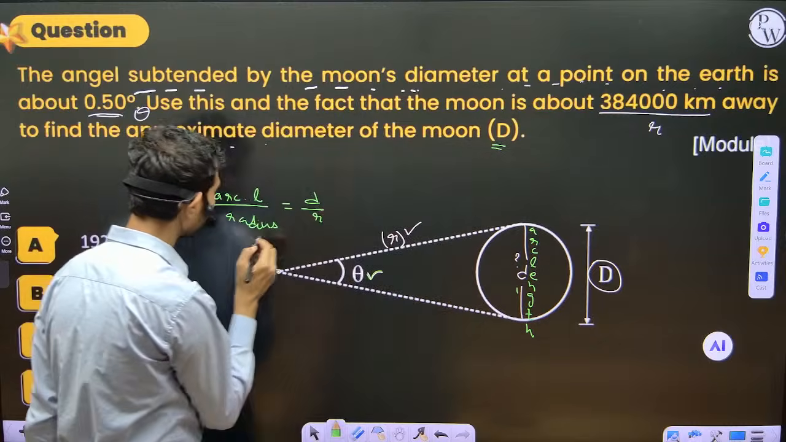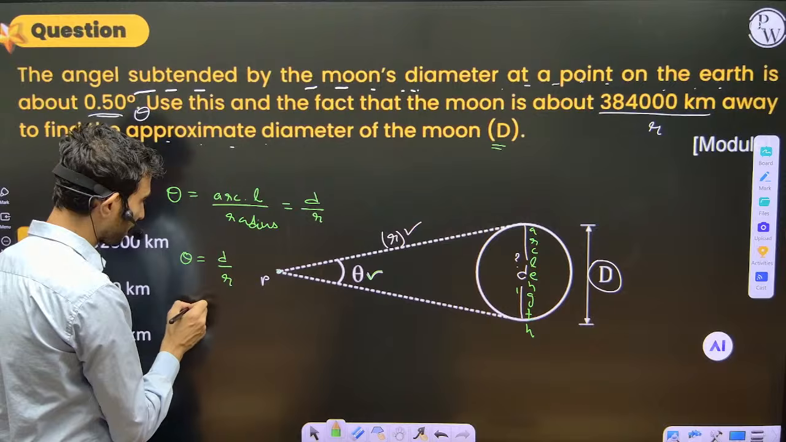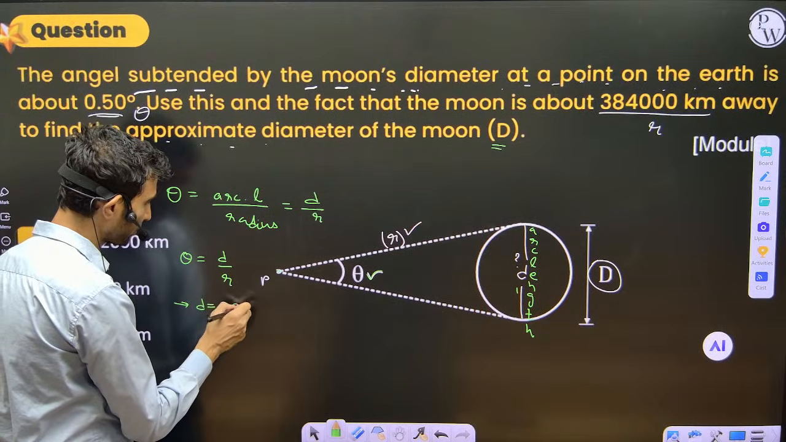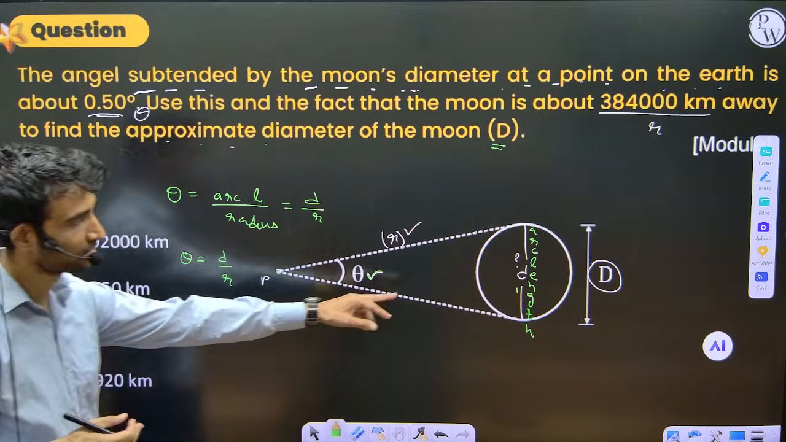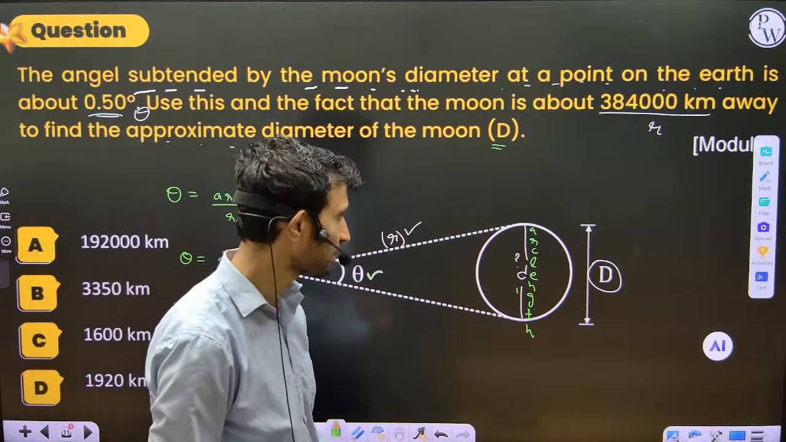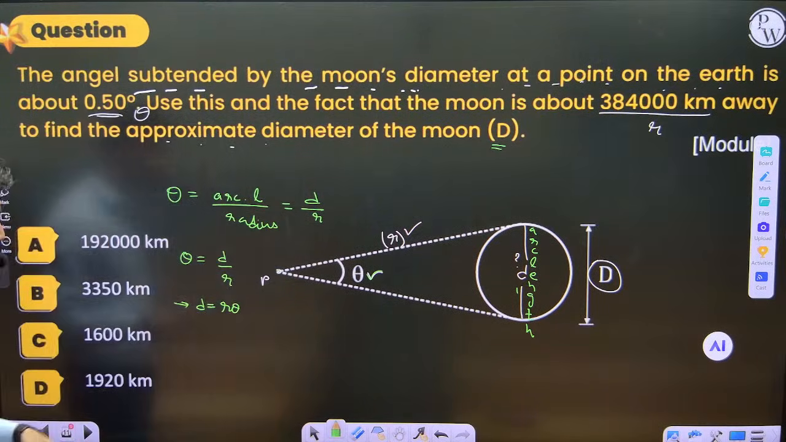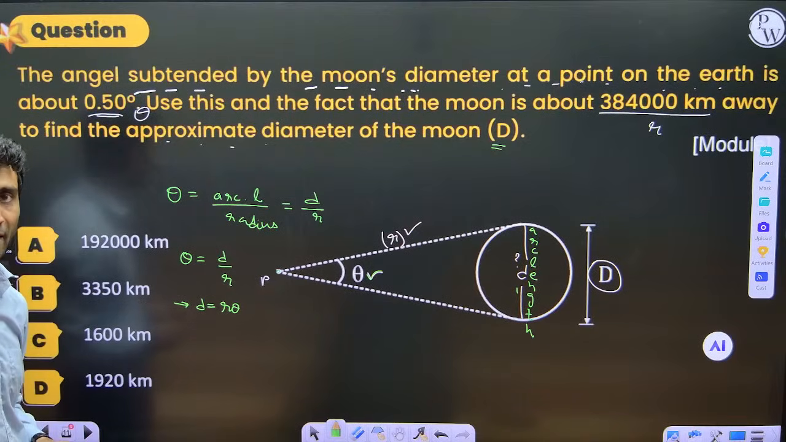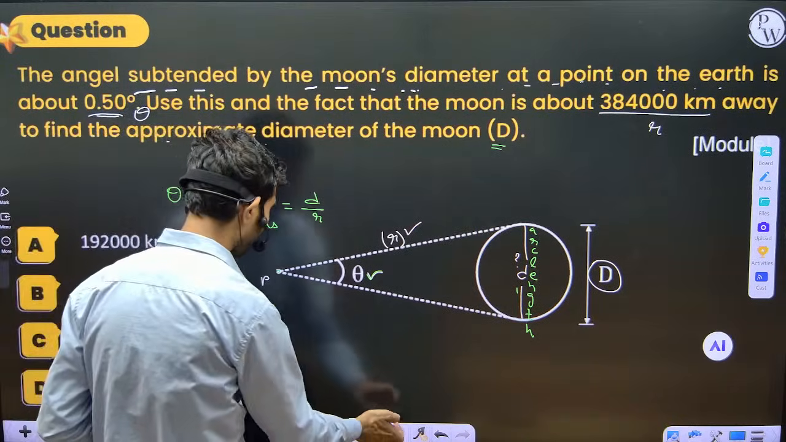So what is d coming out to be from here? Theta is equal to d upon r. And that gives me d is equal to r into theta, right? So that's how we can find the value of d, the diameter of the moon. I hope the process is clear to you, the formula is clear to you. Now all we have to do is substitute the values of r and theta here and get the answer. So let us start with the calculations.